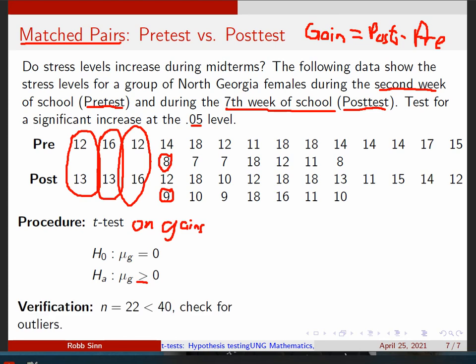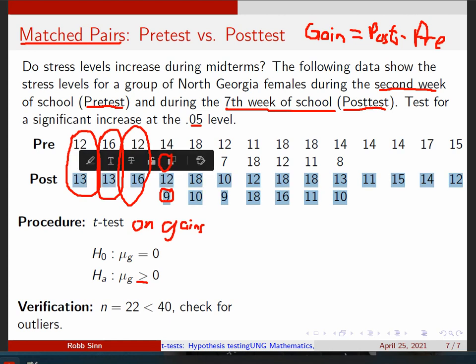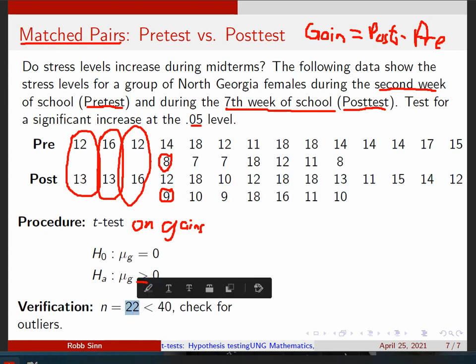Okay, now notice that there are 22 numbers in each list, right? So the pre-test list has 22, the post-test list has 22, but they're not independent. As a matter of fact, they're the same people. The same people have scores in each list. So this is dependent samples, or what we call matched pairs. All right, and so there's only 22. And since there's 22, we do need to check for outliers.